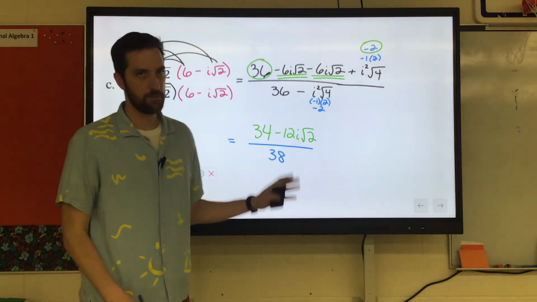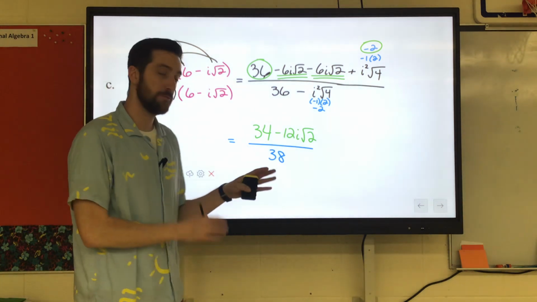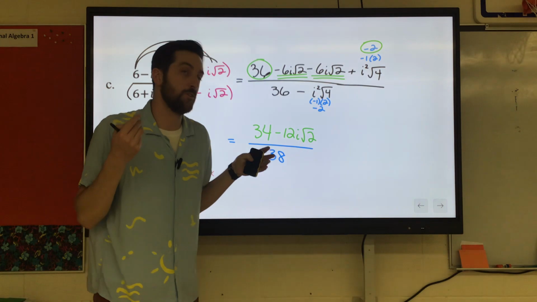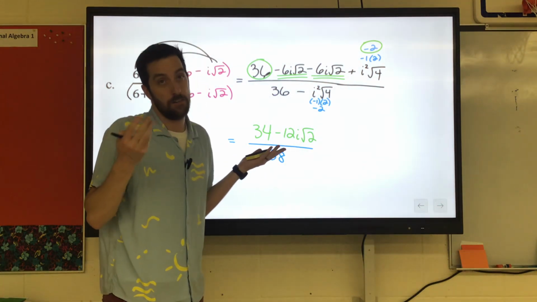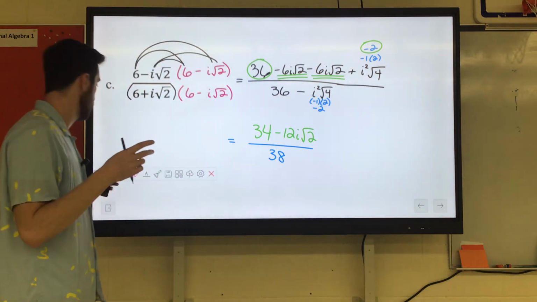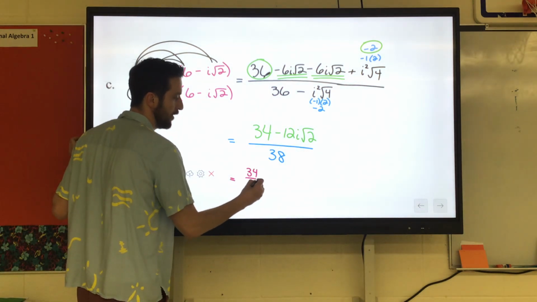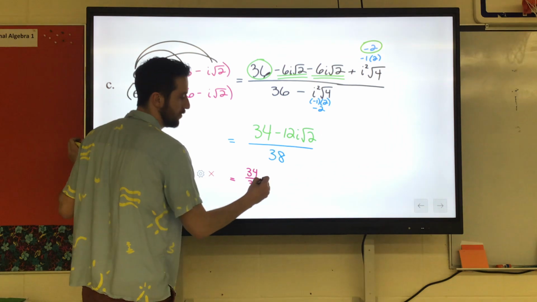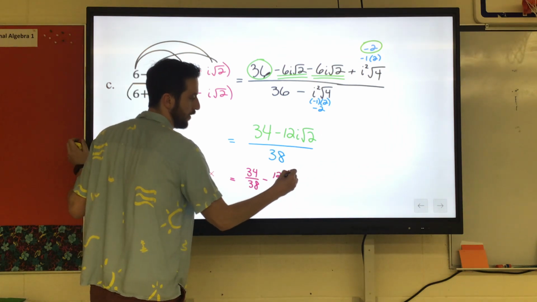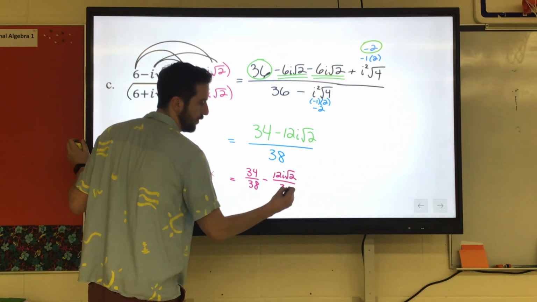All of these are divisible by 2. Now let's pretend like we didn't know all of them were divisible by 2. Maybe some of them are divisible by 4. I don't know. But let's just split this into two fractions. 34 38ths and then minus 12i root 2 over 38.